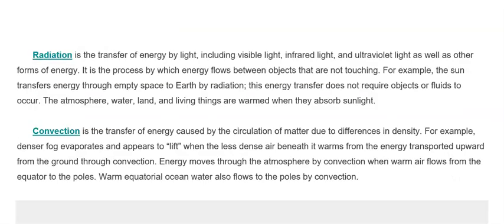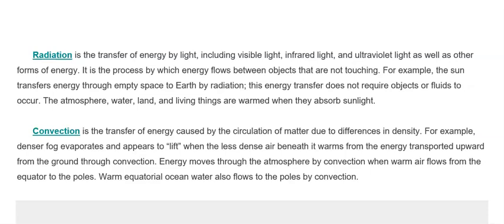Radiation. Radiation is the transfer of energy by light, including visible light, infrared light, and ultraviolet light, as well as other forms of energy. It is the process by which energy flows between objects that are not touching. For example, the sun transfers energy through empty space to the Earth by radiation. This energy transfer does not require objects or fluids to occur. The atmosphere, water, land, and living things are warmed when they absorb sunlight.